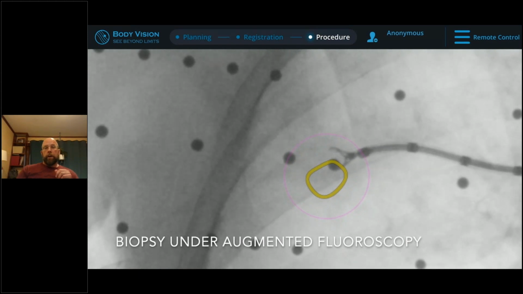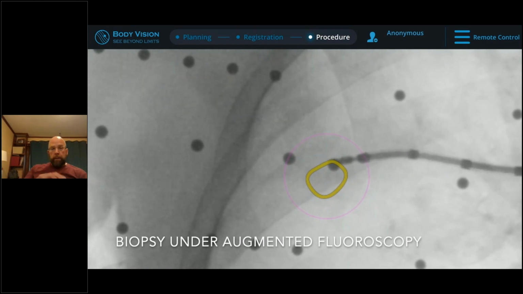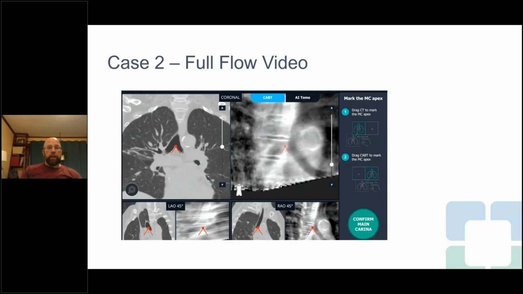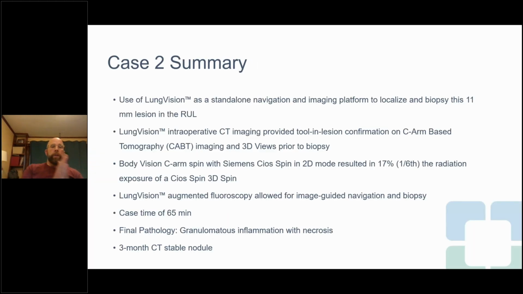And then here we are taking our biopsies, not perfectly centered, but getting probably a third of that lesion in that biopsy. And what we saw on this one, again, was a lower amount of radiation because we used SIOS in the 2D mode as opposed to the 3D mode.